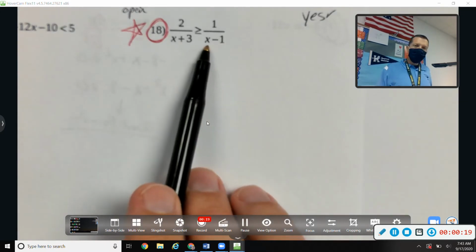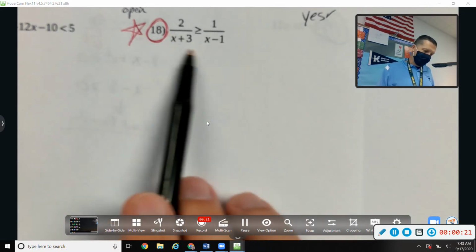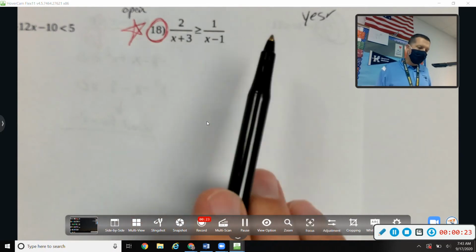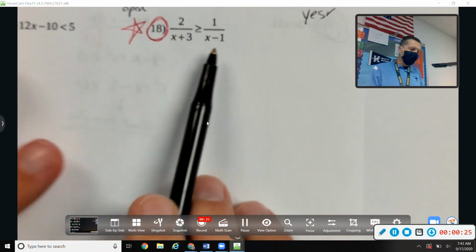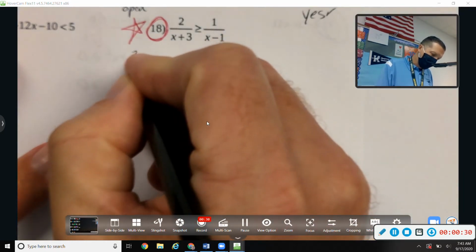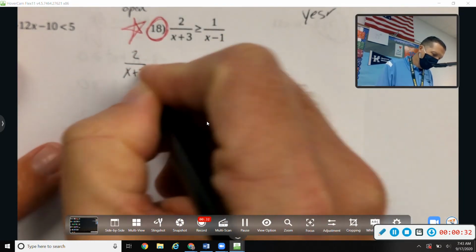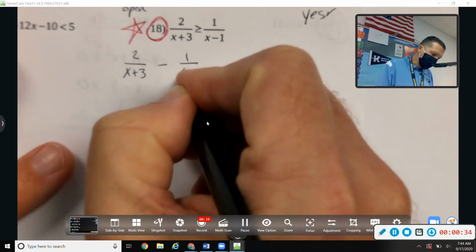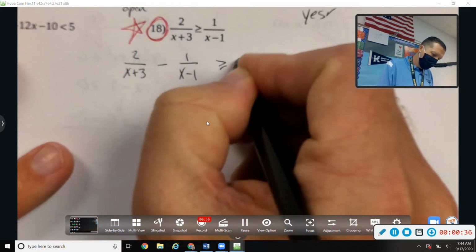We like to compare to 0, so I don't like the way this is set up. I want to compare it to 0. So let's move one of these guys to the other side. And it doesn't matter which side you move it to, but I think most people would move it to the left, like that.